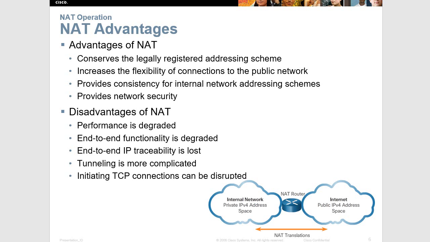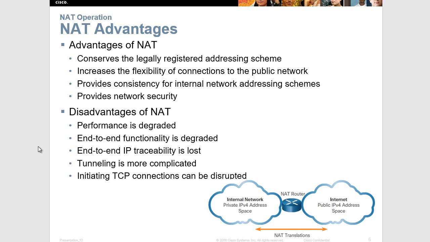End-to-end functionality is going to be degraded. There are going to be some processes that require end-to-end addressing, and with NAT it's just not going to work because you don't have a true end-to-end addressing scheme. So certain processes just won't work with NAT. Very few, but some just won't. End-to-end IP traceability is also going. If you have multiple NAT hops going on as your packet travels from the source to a destination, it can make tracing it a challenge and therefore troubleshooting more of a challenge as well.